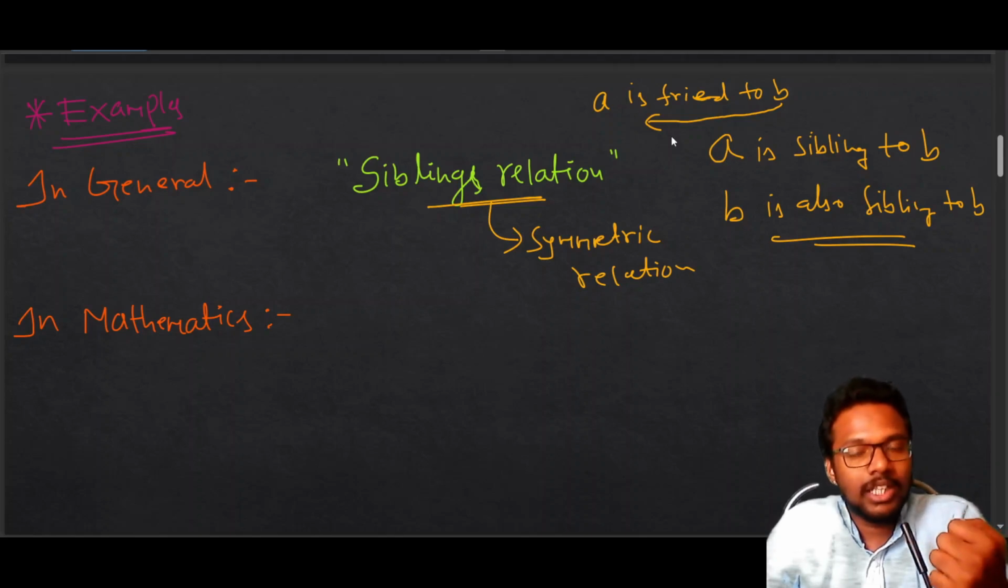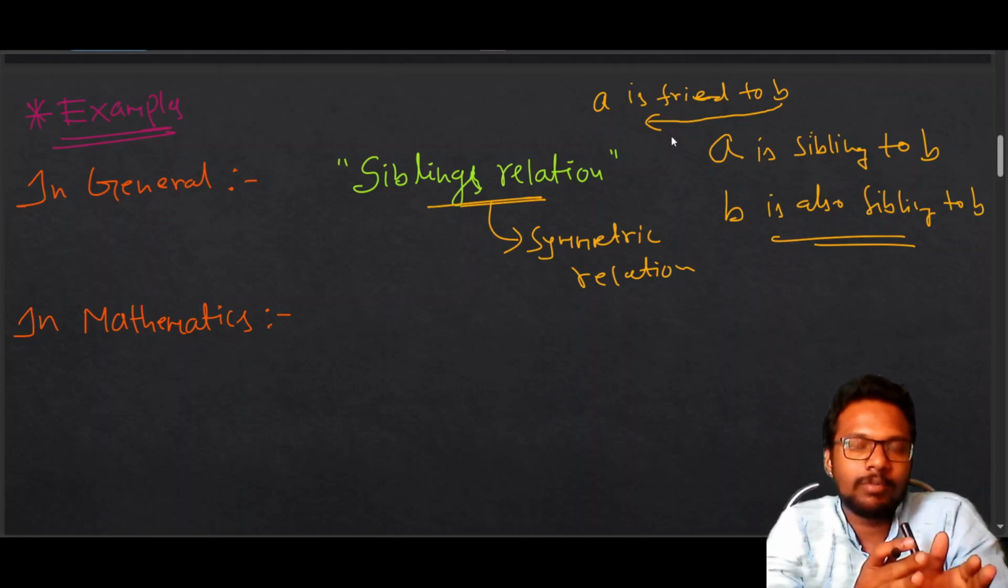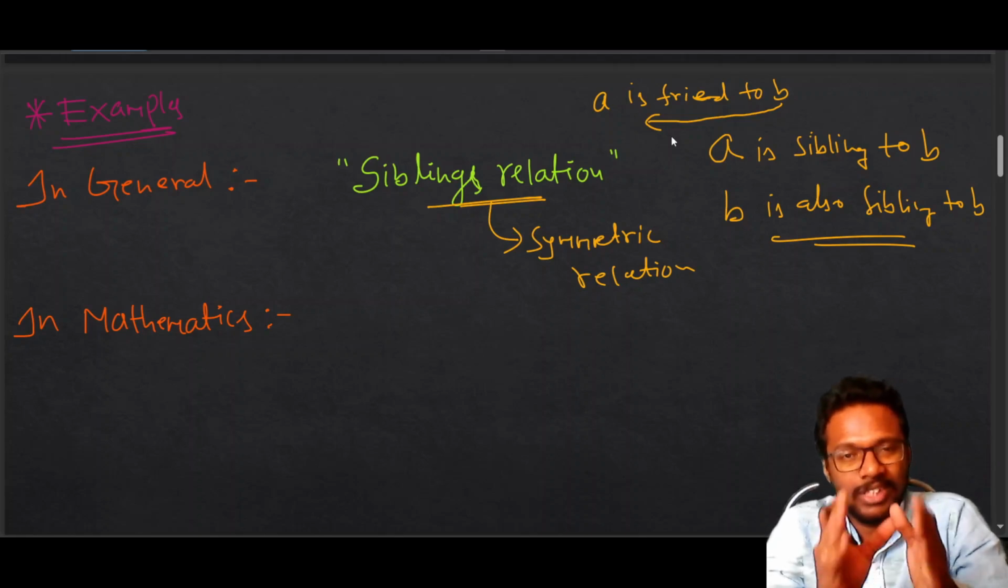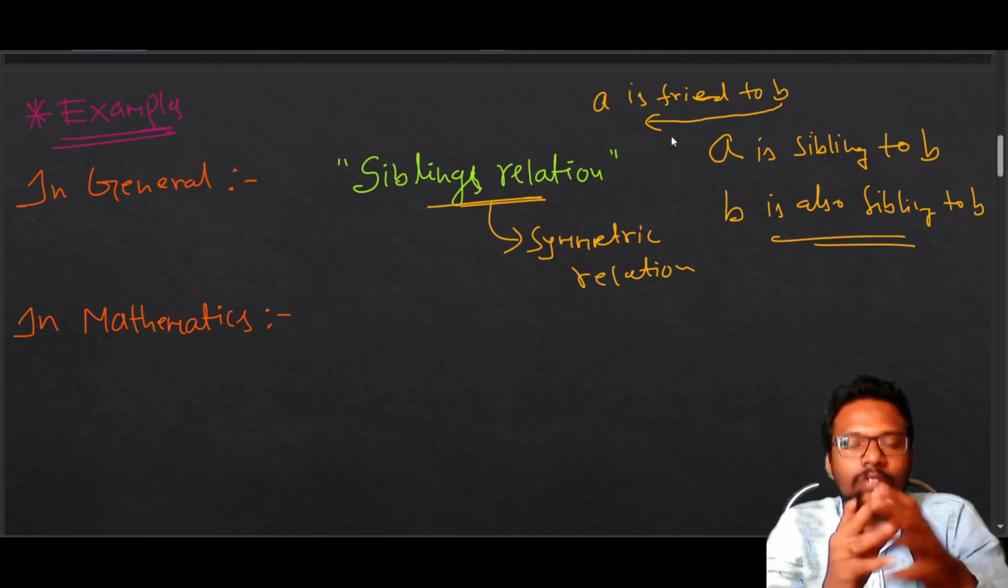So sibling relation is the best example for the symmetric relation, because for a symmetric relation there should be two elements A and B. If there exists a relationship from A to B, then the same relationship should exist from B to A also. So it works for a sibling relation.